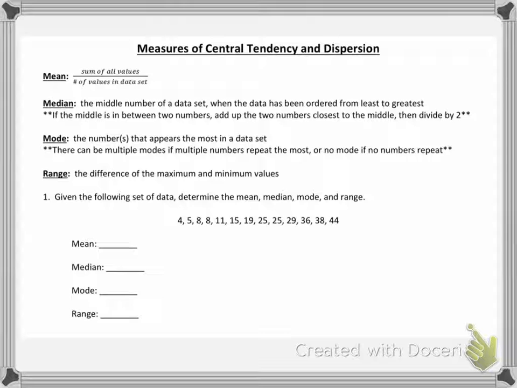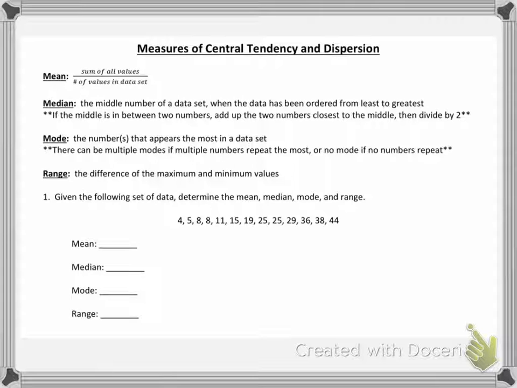Mode is the number or numbers that repeat the most. You can have multiple modes if multiple numbers tie for repeating the most. So if you have 3 different numbers that repeat 2 times, all 3 of those would be the mode. If nothing repeats, so everything is given 1 time, then there is no mode. Range is the difference of the maximum and minimum values, so take the highest, take the lowest, and subtract them.